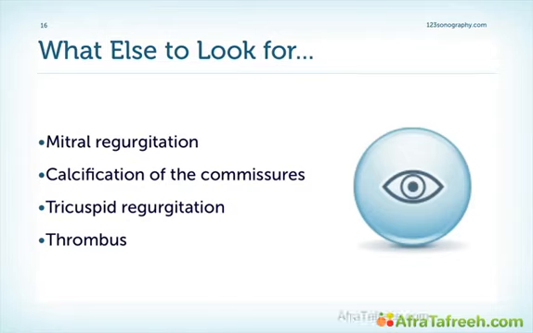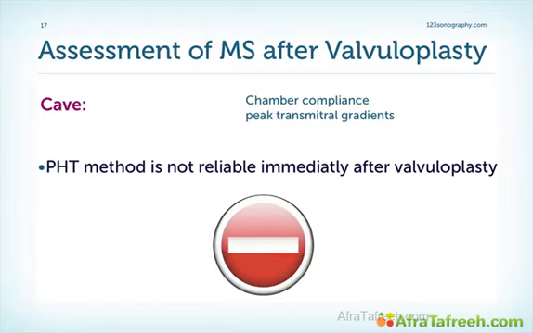Aside from the Wilkins block score, there are also other things you have to take into account. First of all, the presence of mitral regurgitation and its degree, the presence of calcification in the commissural region, tricuspid regurgitation, and left atrial thrombi. Just to mention again, the pressure half-time method is not reliable immediately after valvulopathy. Why is that so? Because after the procedure, we have a dramatic change in the chamber compliance and also in the transmitral gradients. And these two factors strongly influence pressure half-time. So you can use it, but it does not necessarily really reflect the true mitral valve area.